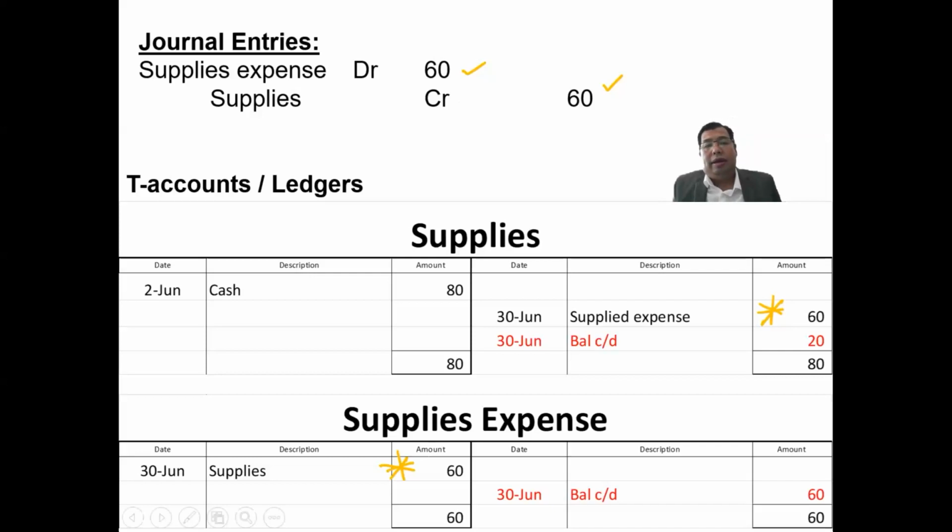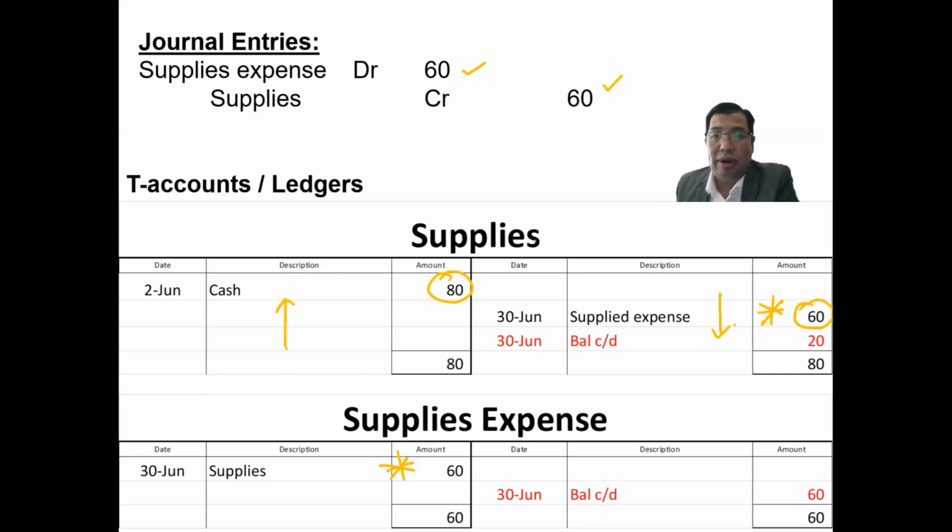Let me repeat again. For the first example, we need to reduce the balance of our supplies. Previously we have 80, but when we check, the balance now is 20. So we need to minus or deduct 60 from our accounts. How are we going to do that? Supply is an asset account. Any increase, you're going to debit. Any decrease, you need to credit. So I'm crediting the supply account by 60.